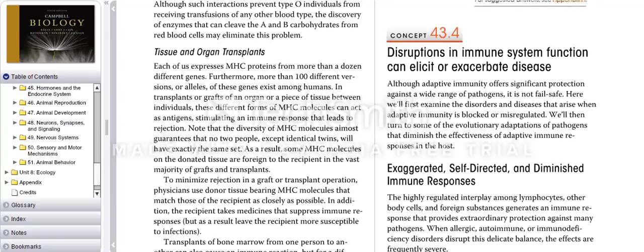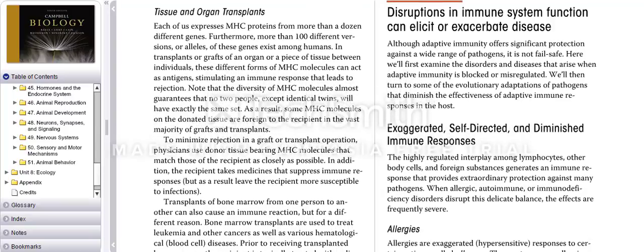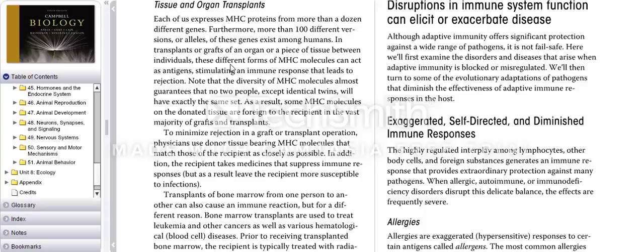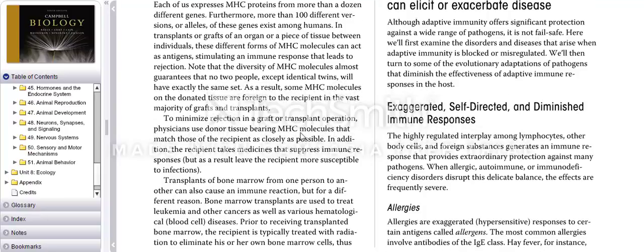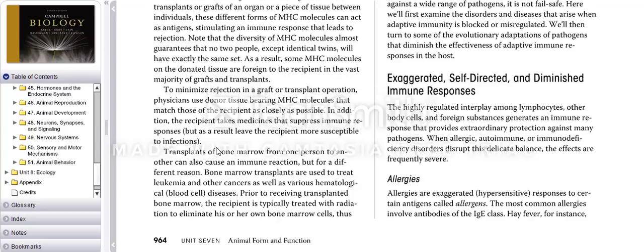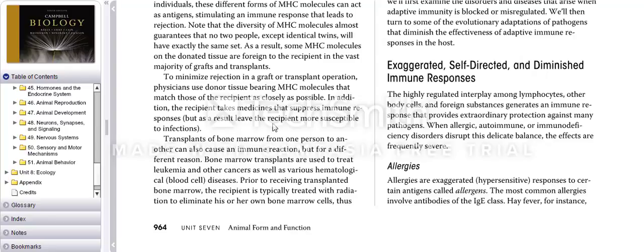This section talks about tissue organ transplants, the use of the MHC molecules. Physicians try to get MHC molecules matched as closely as possible so that there's no rejection. Also, it notes that recipients take medicines to suppress immune responses, but as a result, their immune system is weakened.